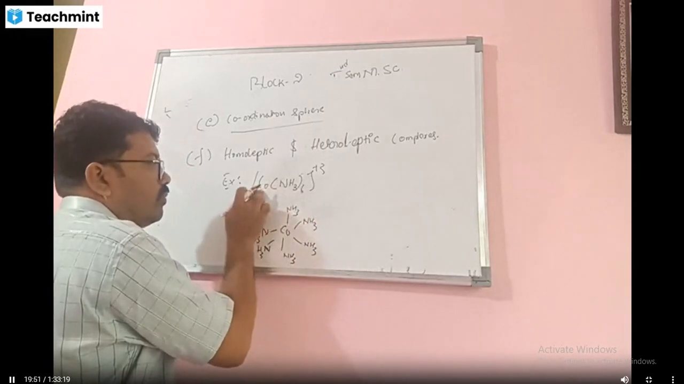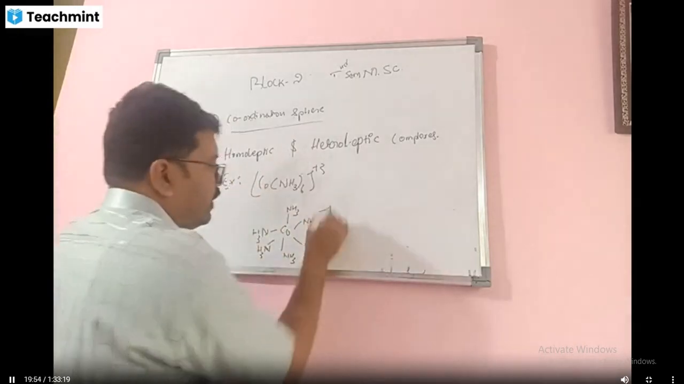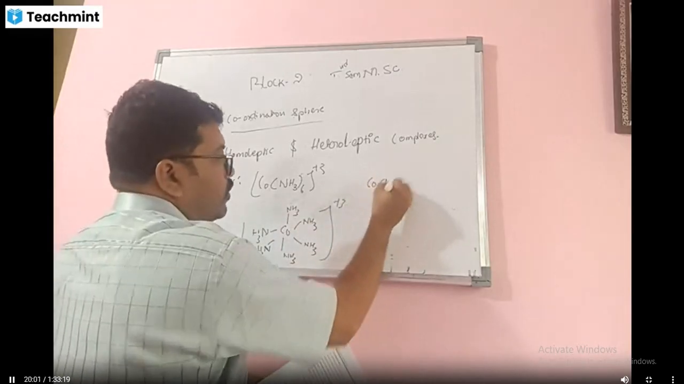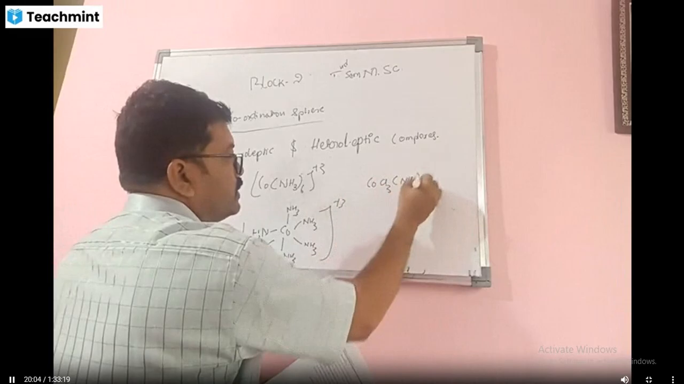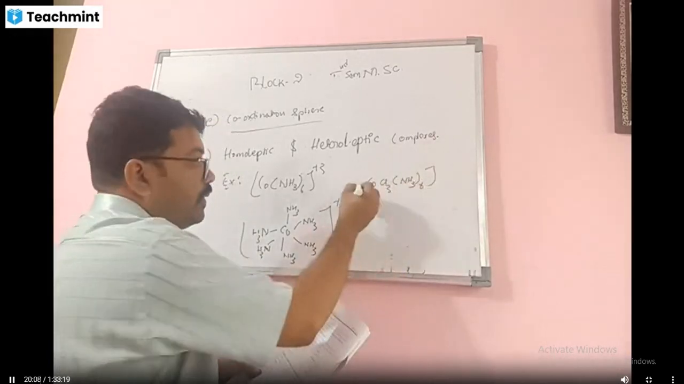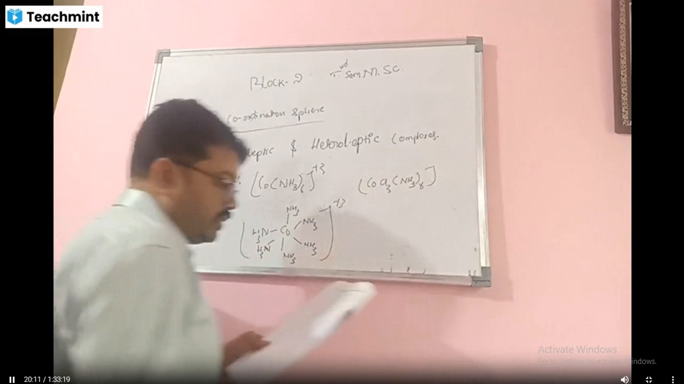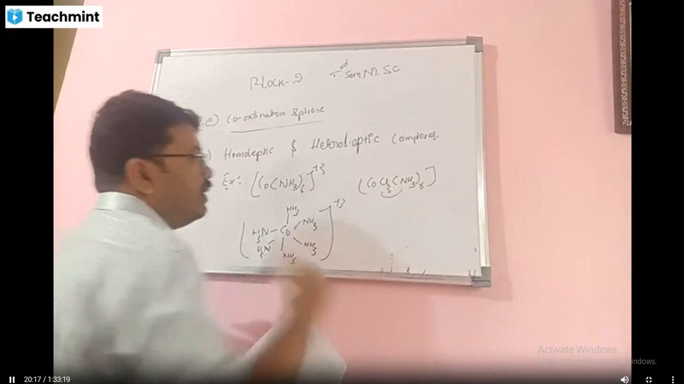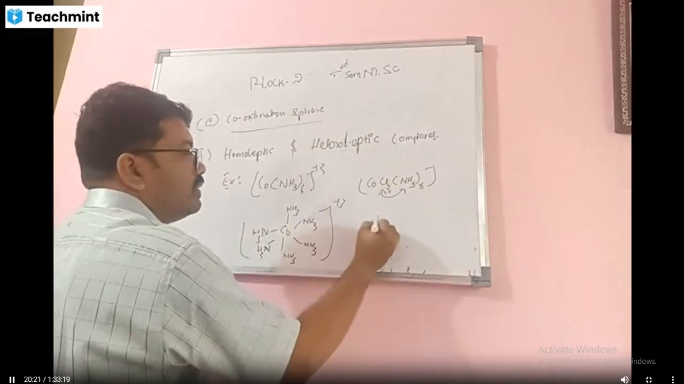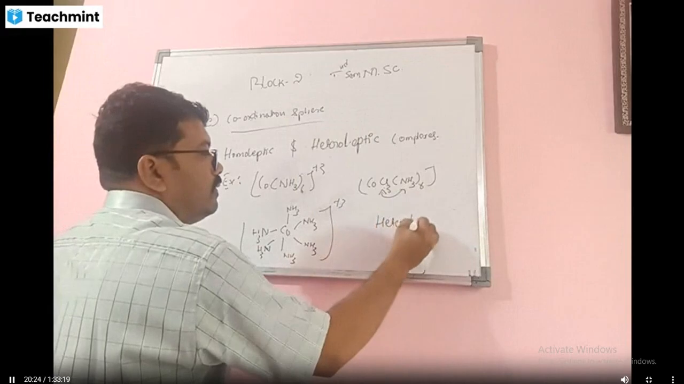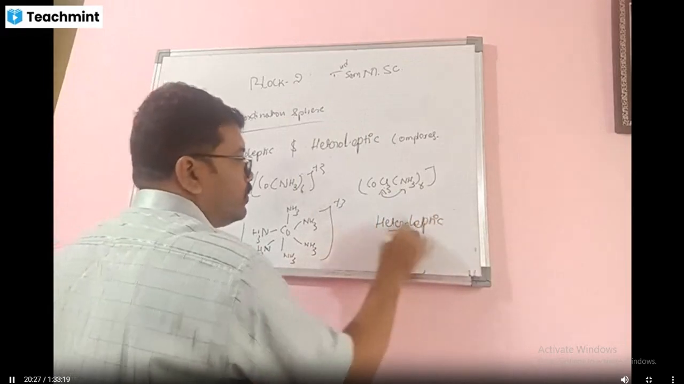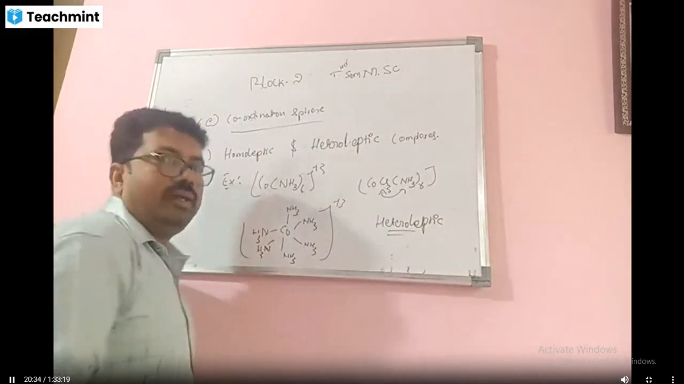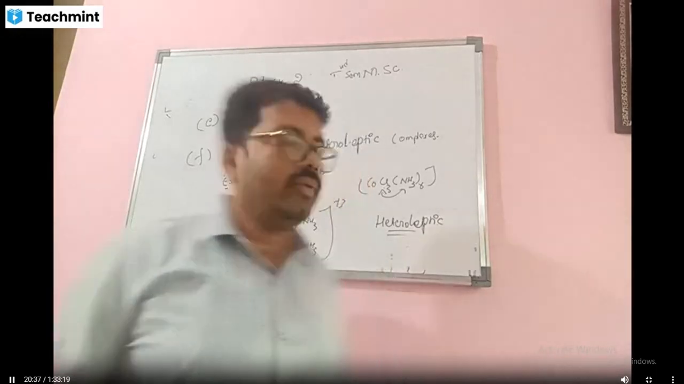This is hexaamminecobalt, a cationic complex. If it is trichlorotriamminecobalt, then it is heteroleptic because it has 2 different ligands attached. One is chlorine and the other is ammonia. That's why it is heteroleptic. When two different ligands are attached to the central metal atom, it is heteroleptic. When all the same ligands are attached, it is called homoleptic.